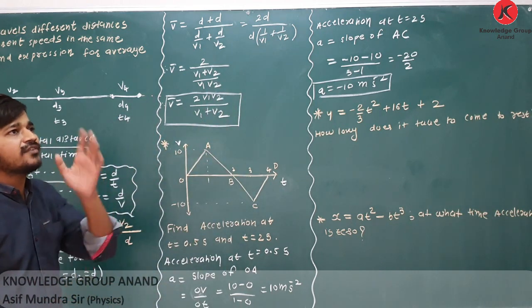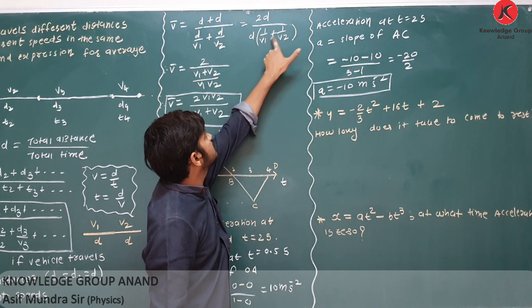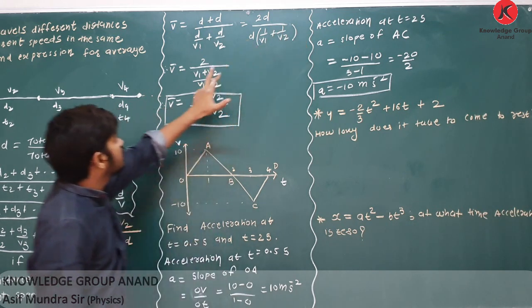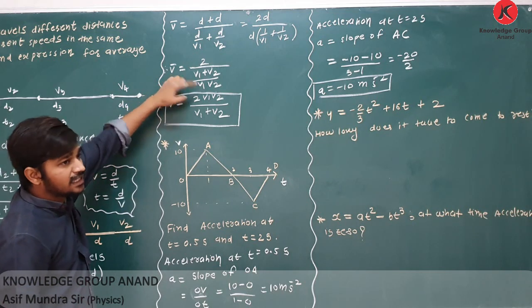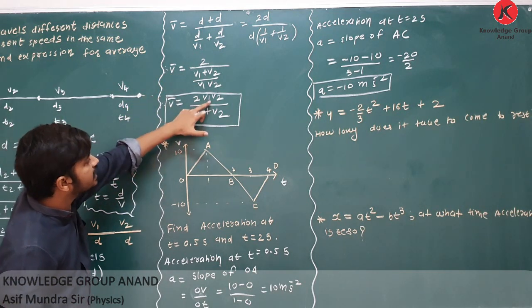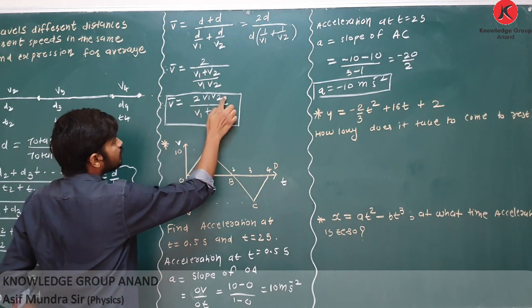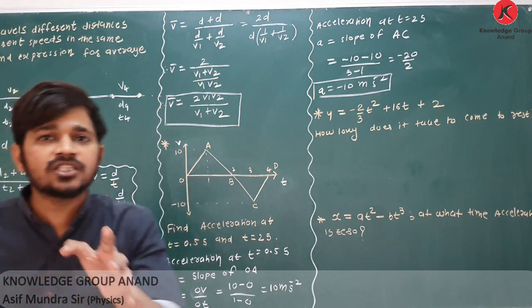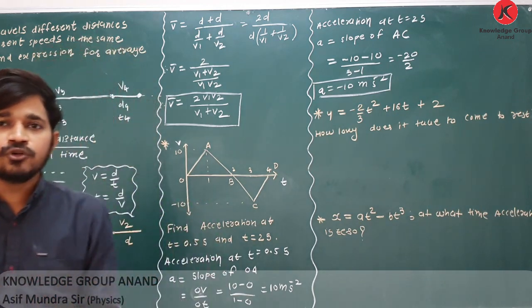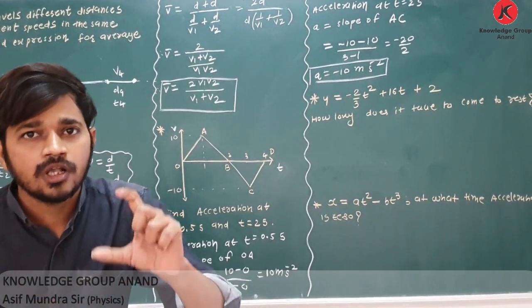How to simplify this term? You know it is cross multiplication: v2 plus v1 divided by v1 v2, that is, v1 plus v2 divided by v1 v2. This v1 v2 is in the denominator of the denominator, so you can write it in the numerator. So v bar is equal to 2 v1 v2 upon v1 plus v2. If you remember this equation, your solution will become very short.